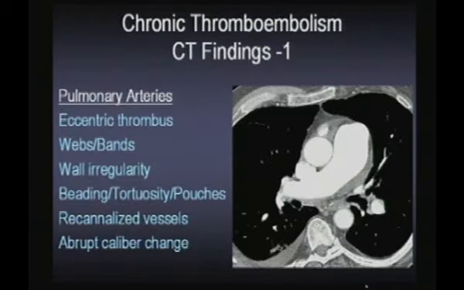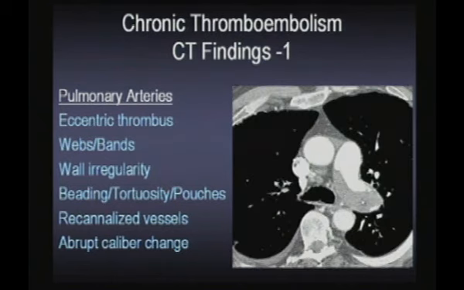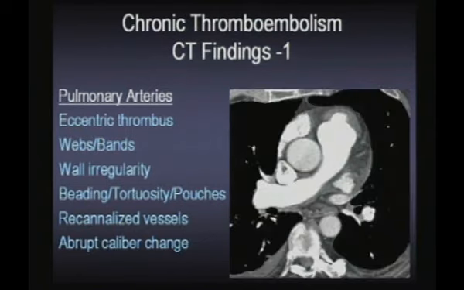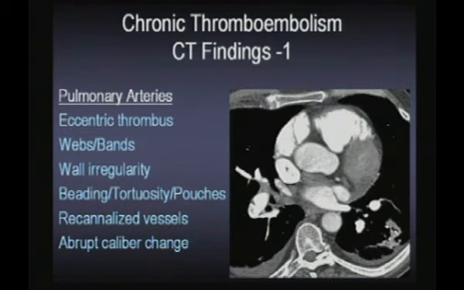The findings that we see in these patients are different to those of acute thromboembolic disease. The thrombus is usually eccentric and may lie along the edges of the vessel rather than the central acute thromboembolic disease. We may see webs in the vessels that make the appearance here of a kind of trefoil pulmonary artery, or there may be indentation from bands along the lateral margin of the pulmonary arteries.